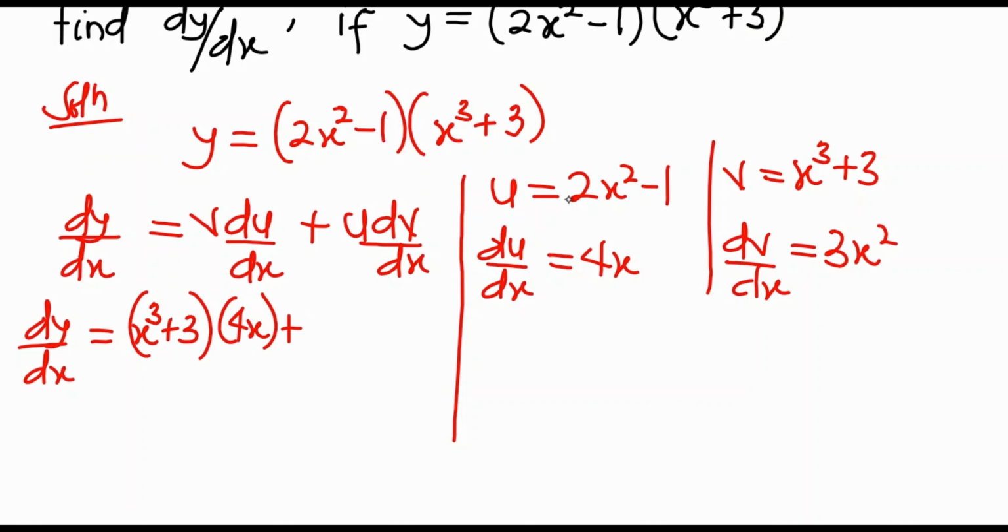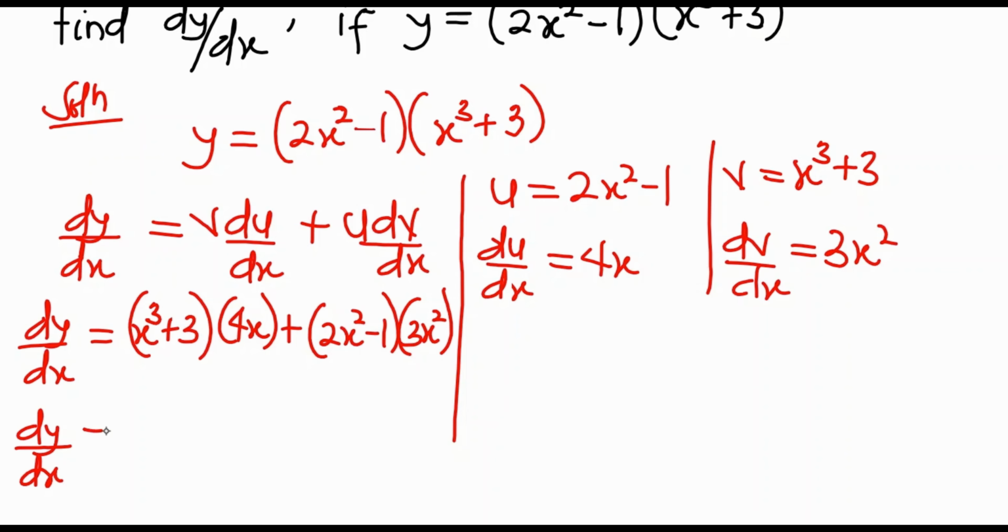We said u here is 2x squared minus 1, so in brackets 2x squared minus 1, multiplied by dv/dx, and dv/dx we said is 3x squared, so we have our 3x squared here. What is left is for us to expand.